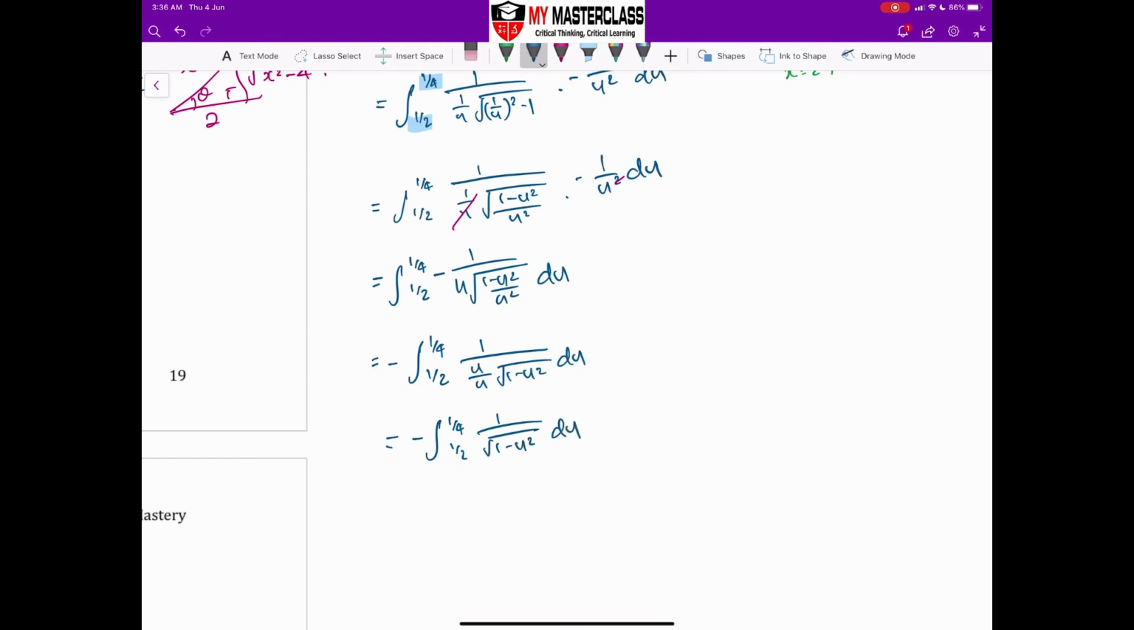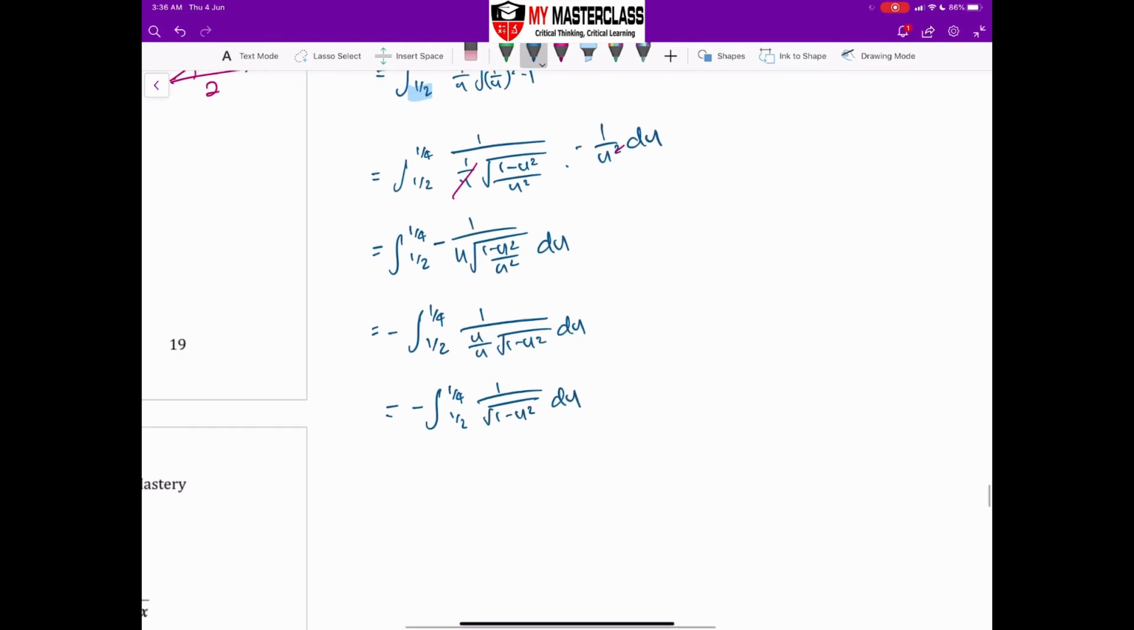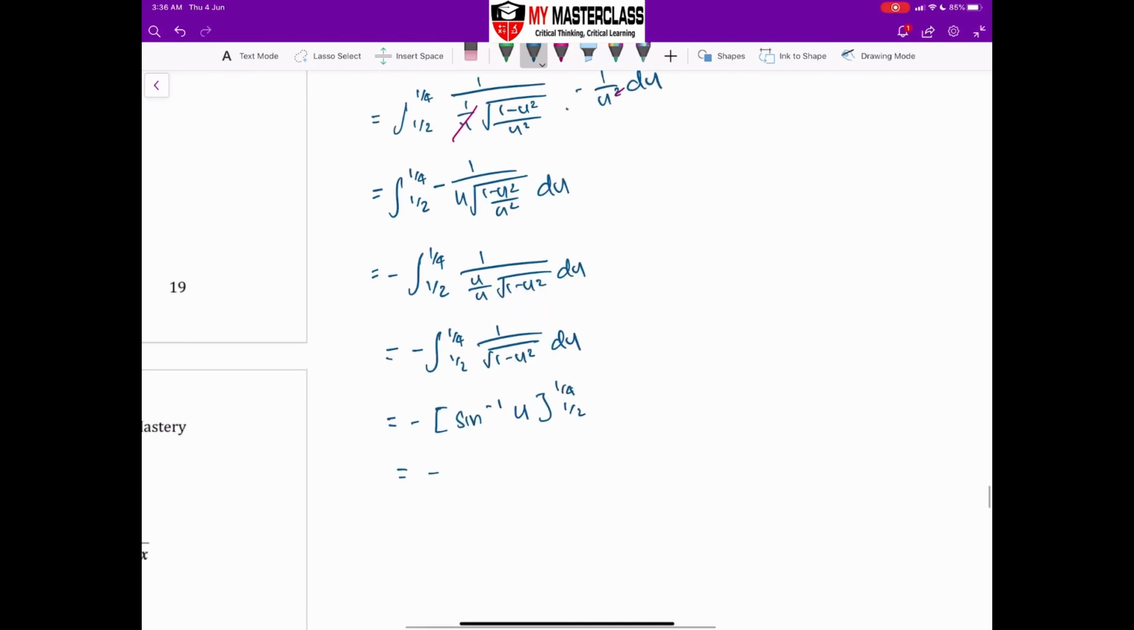If you are fast, you should see that this is a sine inverse formula. Sine inverse u, from 1/4 to half. The negative is still there, so essentially it should give you negative sine inverse 1/4, minus, or rather, plus, since minus minus is plus, sine inverse half. Take note, this is not an indefinite integral, so there's no need for me to put a plus c.